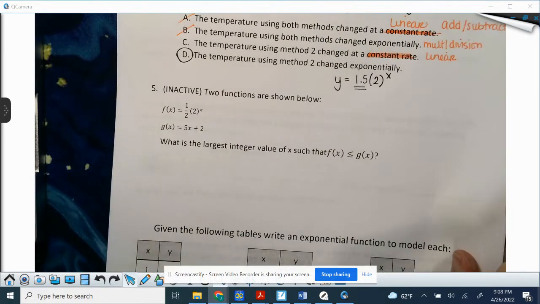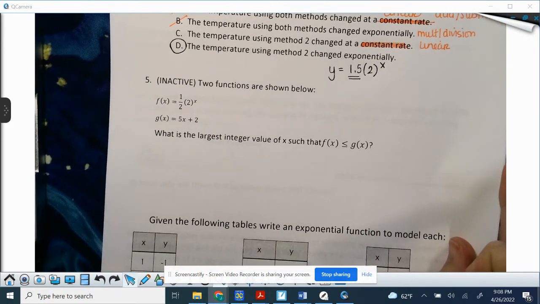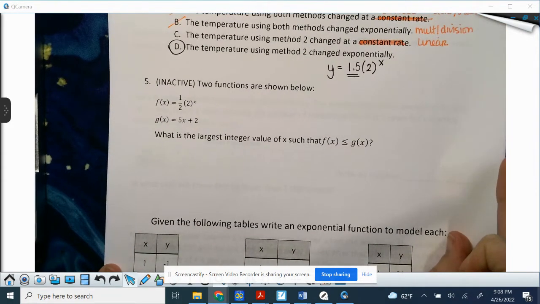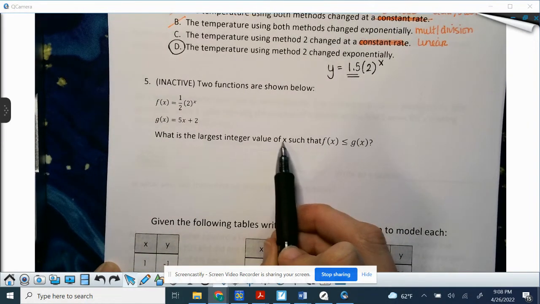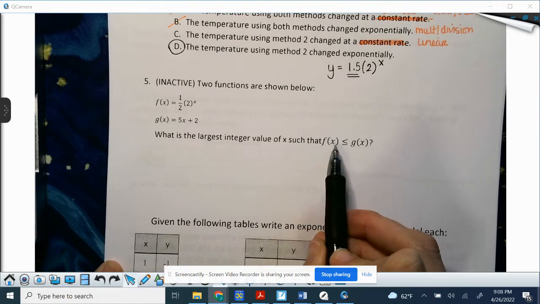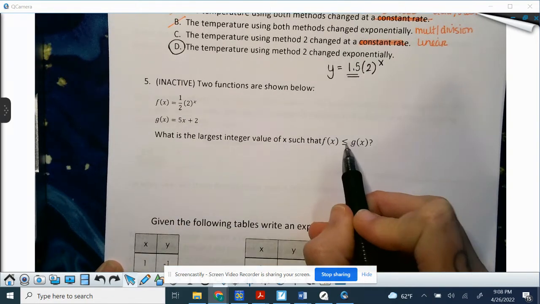Number 5. Whew, this is a good one for an EOC calculator inactive question. This is coming for you, buddy. Make sure you can start those tables and fill those in. So what is the largest integer value of x? How big can x get such that f of x, which is the first one, is less than or equal to g of x?